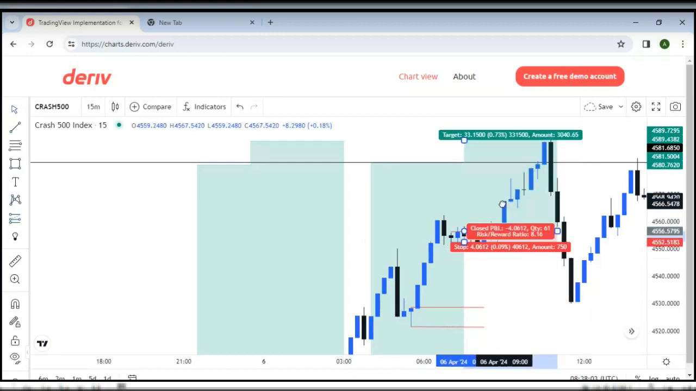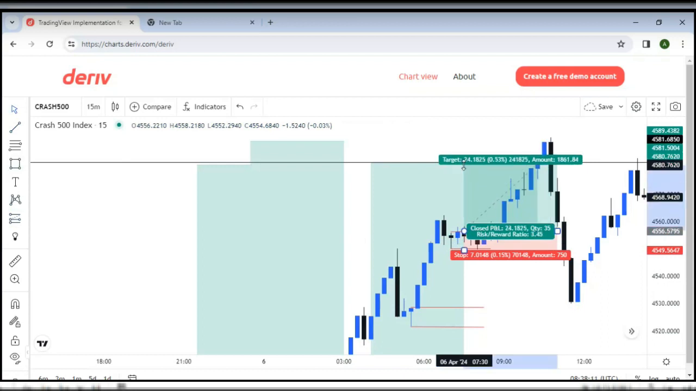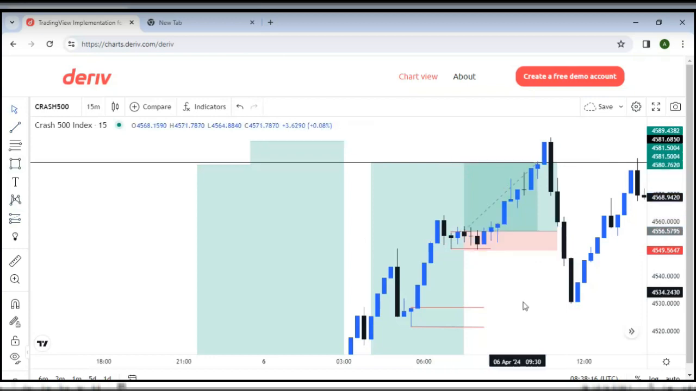All right, so my entry was here, and my stop loss is somewhere around here. Do I have a 1 to 3? If you don't have a 1 to 3, you skip it. All right, so I have a 1 to 3. So it's as simple as that. So this is how I took all my stacking.